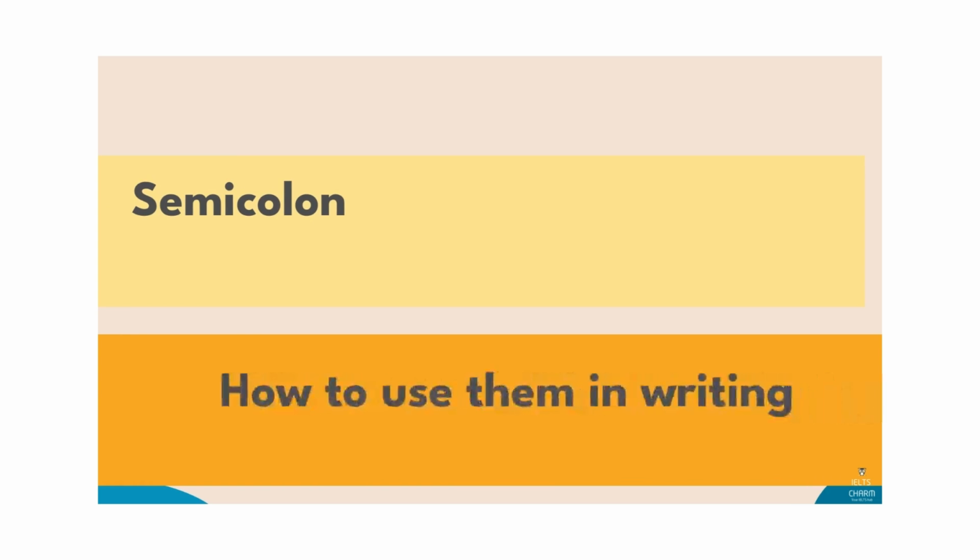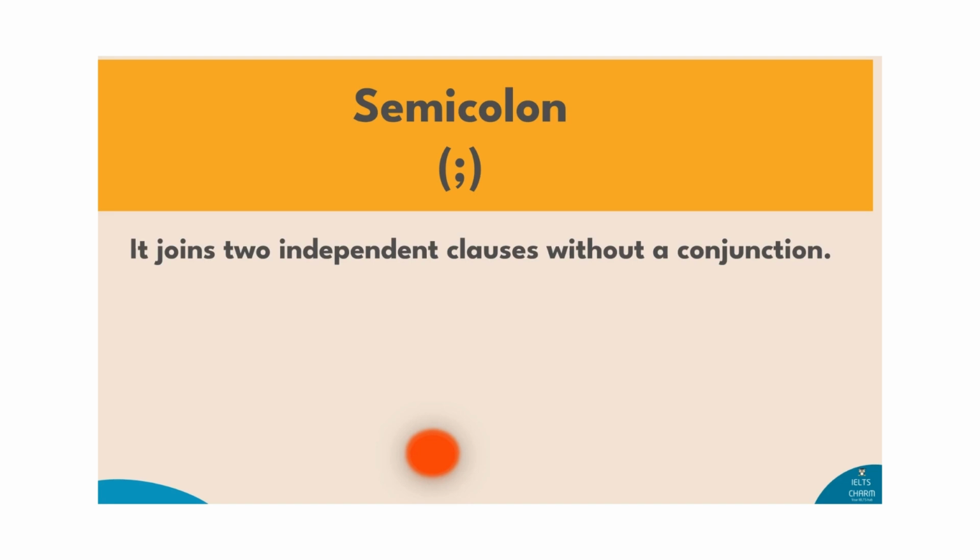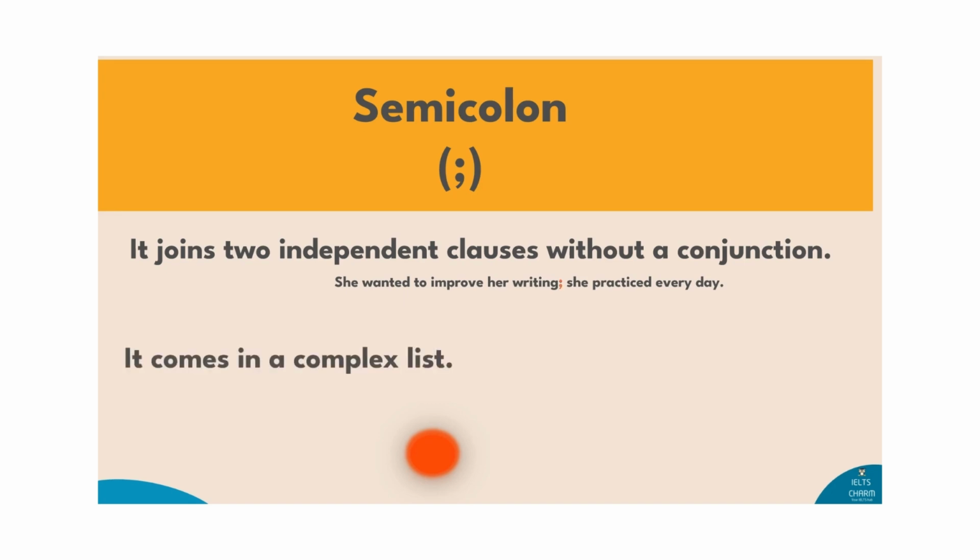How to use semicolons. Semicolons do two things: connect independent clauses, and help understand a complex list. Common mistake: don't use a semicolon with and, or, but.